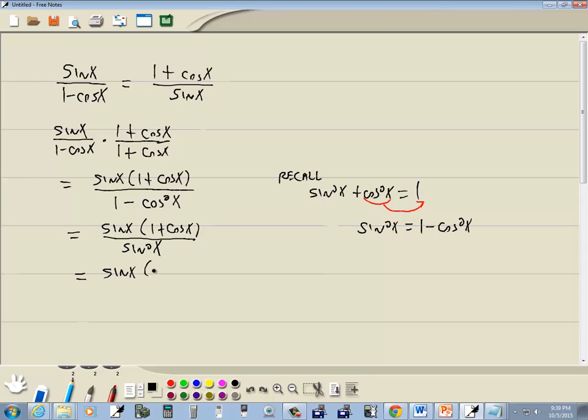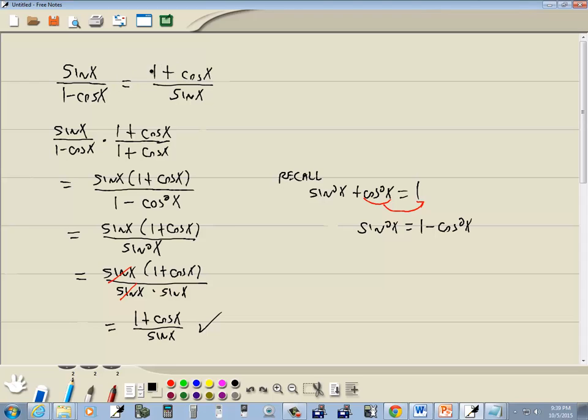Now sine squared we can rewrite as sine times sine. When we do that, these sines are going to cancel. And we're going to end up with 1 plus cosine over sine, which is what our other side looks like. And that's our goal. We have to start with one side, manipulate it using our identities or algebra, and get it to look like the other side.